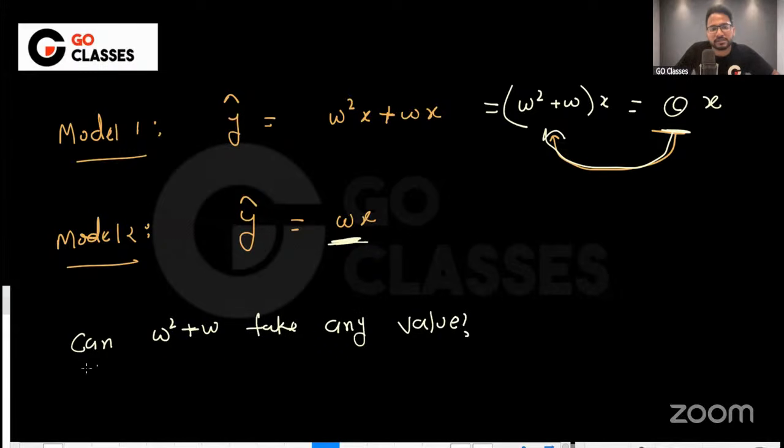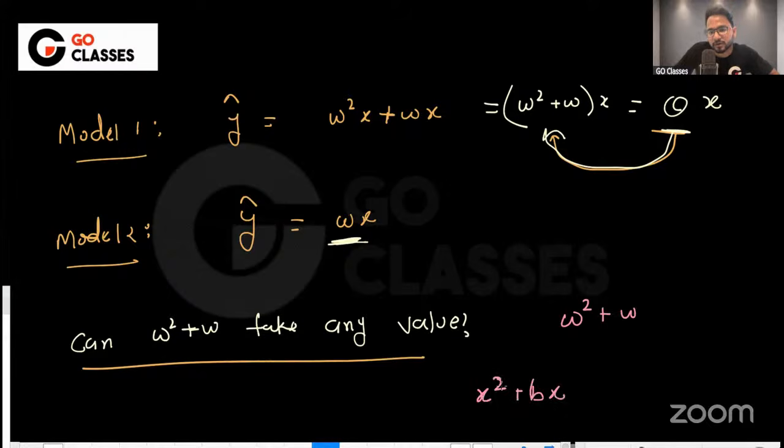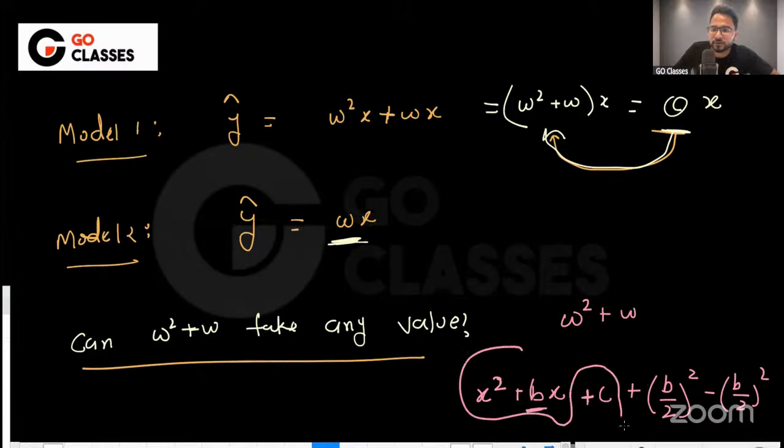See, there is a method you might have seen in your childhood, which is called completing the square. If w square plus w is there, the coefficient of w is one. In the case of x square plus bx, whatever is the coefficient of x, which is b, you add and subtract b by 2 whole square. Let me just tell you.